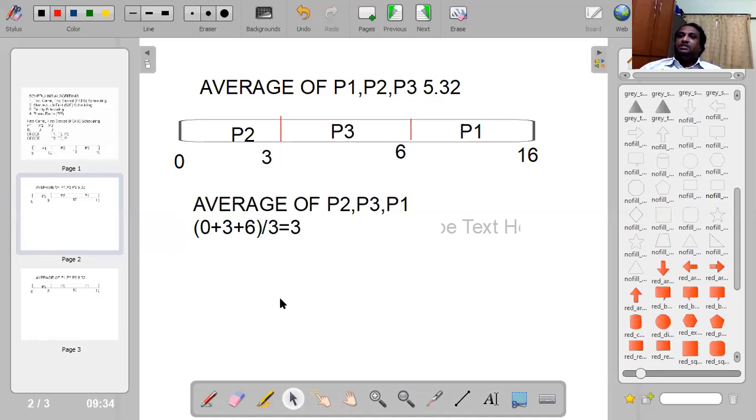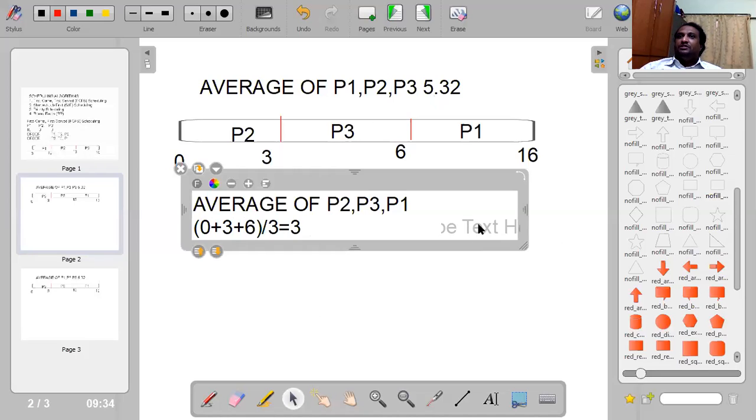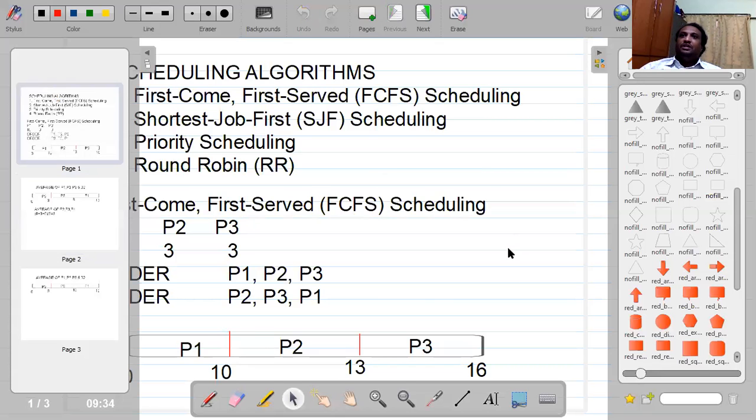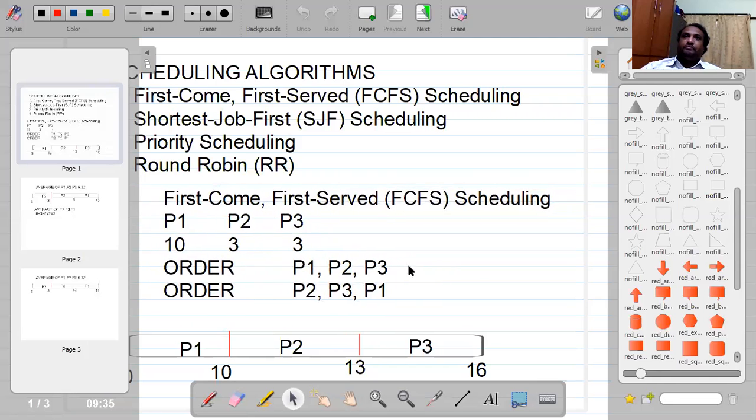So which one is the best? The second one is going to be the best to complete. Yeah, this is first come, first serve scheduling. Okay, this is the first come, first serve scheduling algorithm.